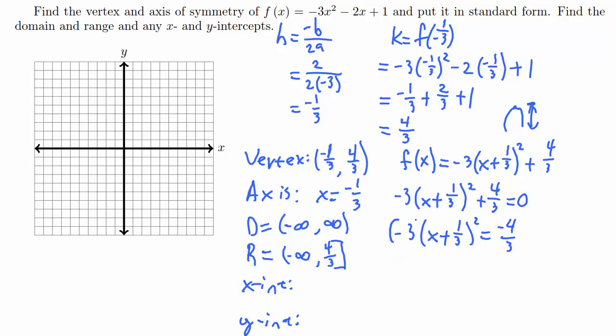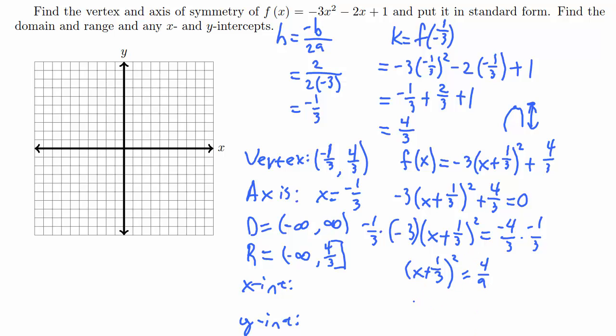But instead of dividing by negative 3, we can instead multiply by negative 1/3. So what that's going to do is give me x plus 1/3 squared is equal to negative 4/3 times negative 1/3, which is 4/9.